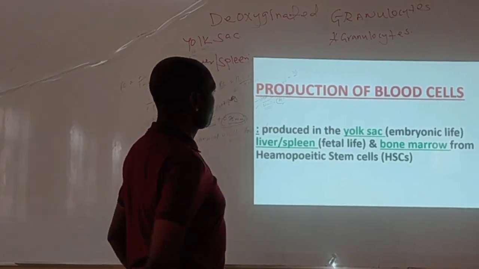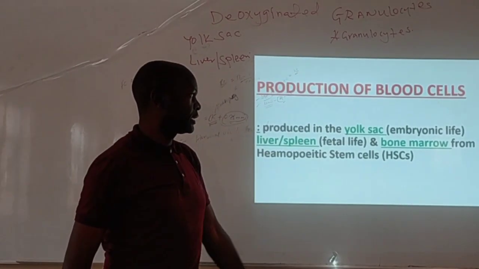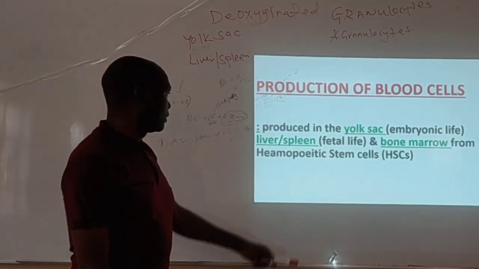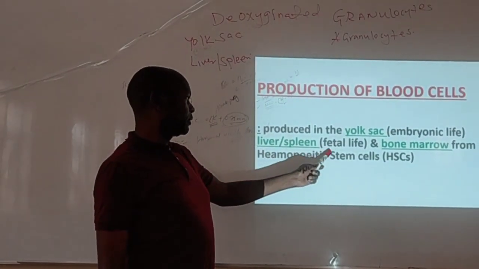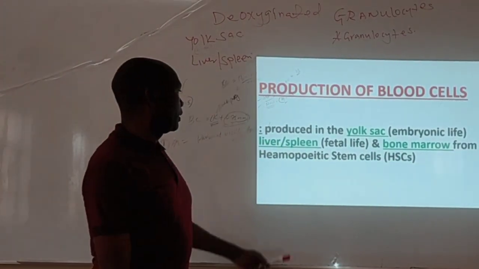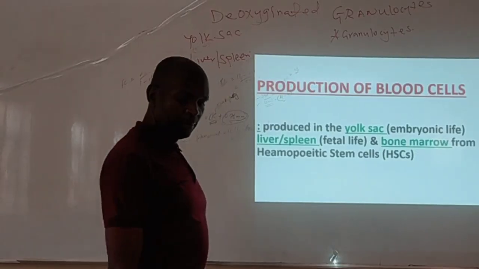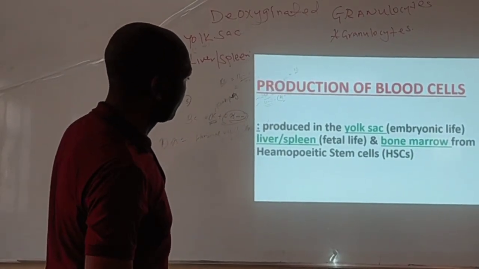So we have already mentioned the production of blood cells. They are produced in the yolk sac, that is during embryonic life. They are produced in the liver or spleen during fetal life. They are produced in the bone marrow after fetal life.